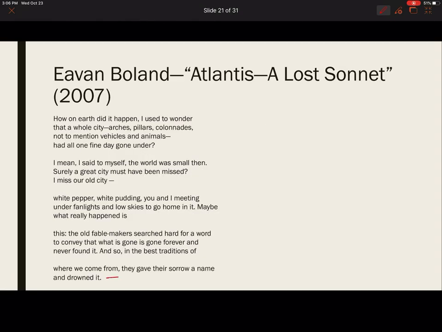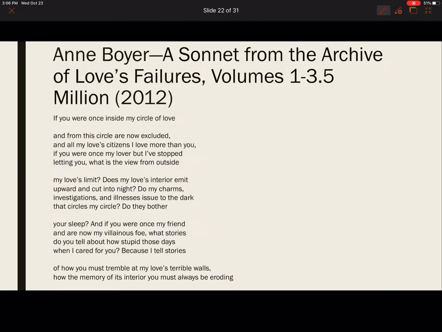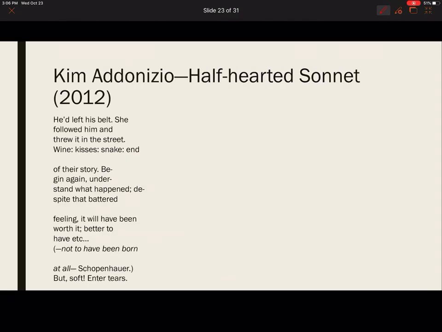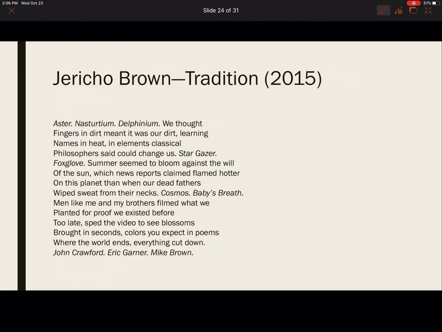There's another Harryette Mullen poem that you could pause and read if you want. This is Eavan Boland's Atlantis, a Lost Sonnet. It has 15 lines. You could pause this and read it. This sonnet also has 15 lines. This half-hearted sonnet is only about half as long as it should be, right? It should be coming out this way, okay? The rhyme scheme is there, but the lines are short.